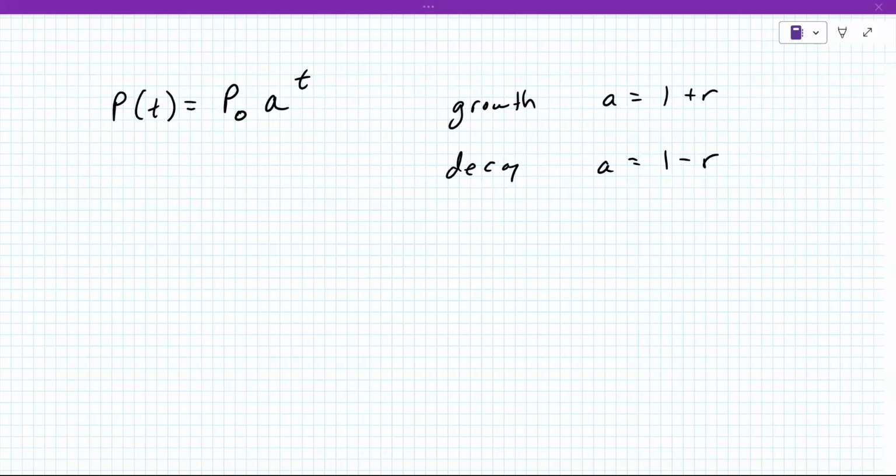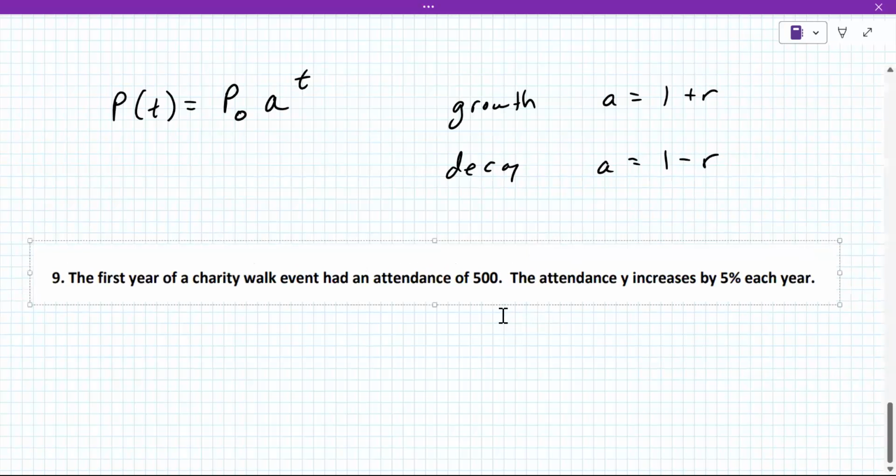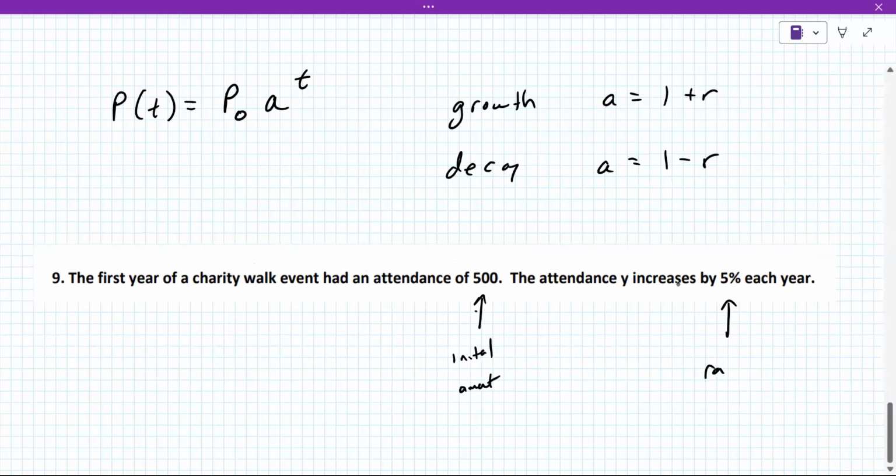Okay, so let me snip something in here. The first year of a charity walk event had an attendance of 500. That's the initial amount. That's your P0. The attendance increases by 5% each year. This is your rate. Okay, the word increases tells you that it's growth.